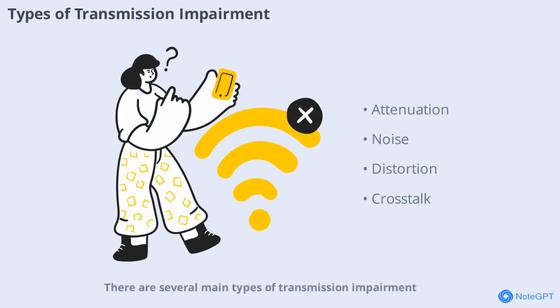There are several main types of transmission impairment. Attenuation is the gradual loss of signal strength as it travels. Noise refers to unwanted electrical signals that interfere with the original message. Distortion occurs when the signal changes shape, often due to differences in transmission speed for various frequencies. Crosstalk, another common impairment, happens when signals from different channels interfere with each other. Each of these impairments can impact communication quality, and engineers use various techniques to minimize their effects.